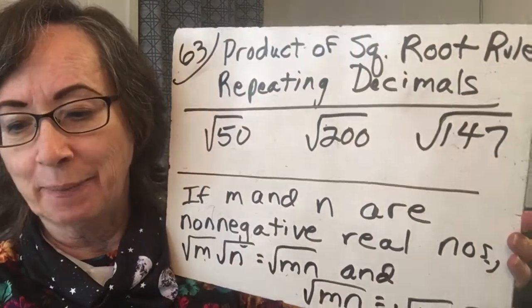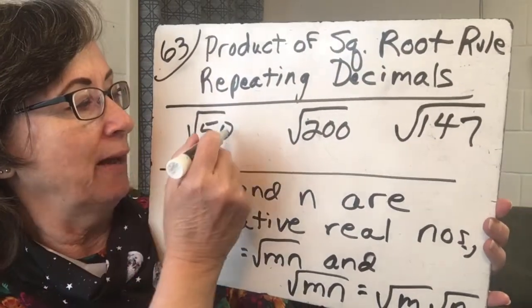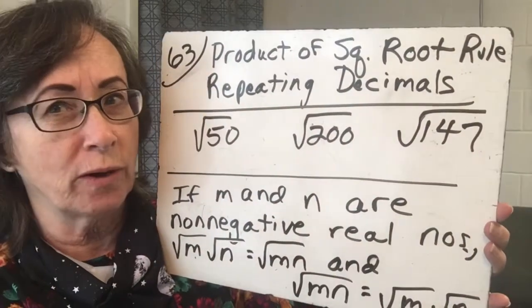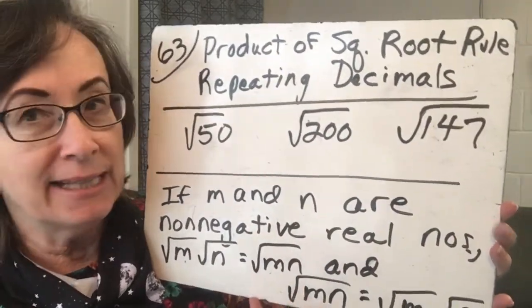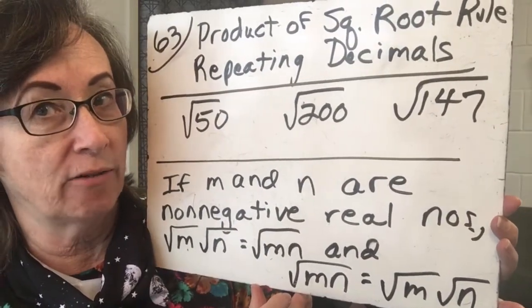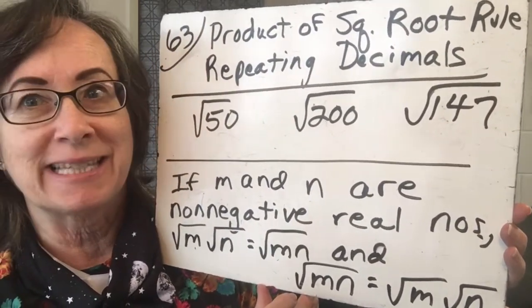So, what happens when we have something like the square root of 50 and the square root of 200 and the square root of 147? Is there a way to simplify those radicals down further? And the answer is yes.